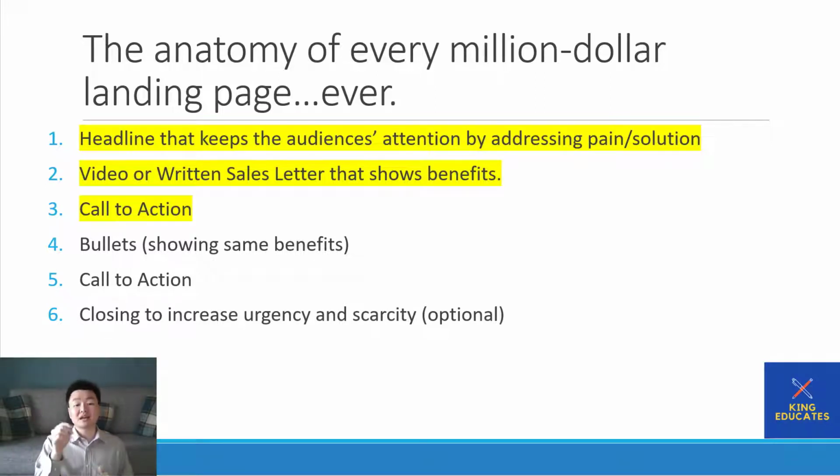Number 4: if your landing page is a place where people have to give up something, or if you want to prepare for a situation where people might not watch your video, number 4 applies. You also have bullets that show probably the same benefits that the video shows. Number 5, you provide another call to action, giving them another chance to take action. And then number 6, you have a closing, your last chance to get them to take action, where you increase urgency and scarcity.